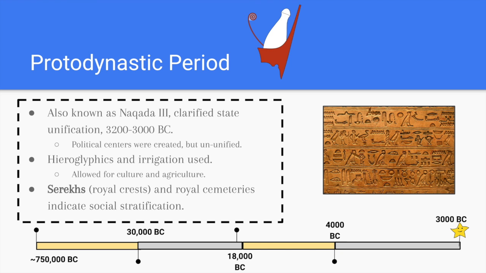And yes, now I'm going to talk about the Protodynastic Period a little bit. So the Protodynastic Period is also known as Naqada 3, like I said, and there was a major state unification. So political centers were created, but they weren't quite unified yet. Now we're seeing huge developments in Egyptian culture, such as writing, aka hieroglyphics, as most of you probably know, which are like the symbols used in Egyptian culture, and irrigation is also used for agriculture. And then serekhs, or royal crests, and royal cemeteries indicate social stratification. So there is a sense of status.